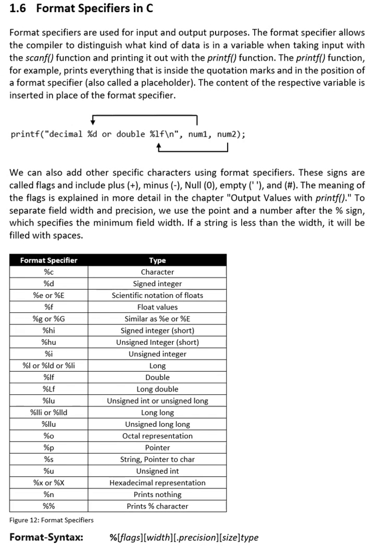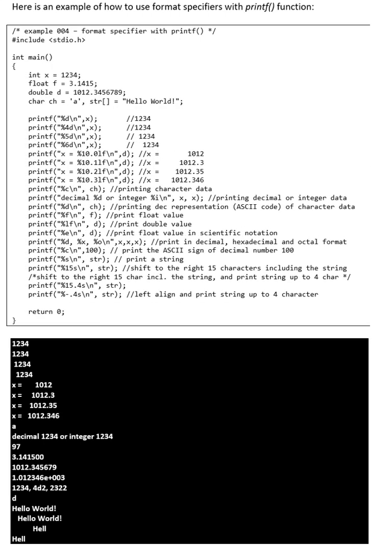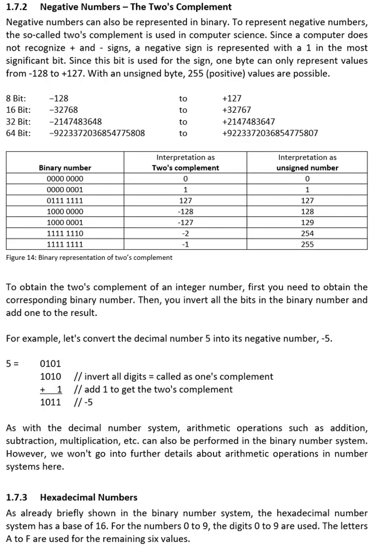Format specifiers are used for input and output purposes. The format specifier allows the compiler to distinguish what kind of data is in a variable when taking input with the scanf function and printing out with the printf function. Here you can see an example of how to use format specifiers with printf. You will learn how to handle binary and hexadecimal numbers, how to convert them to decimal representation, and how a computer handles negative numbers.